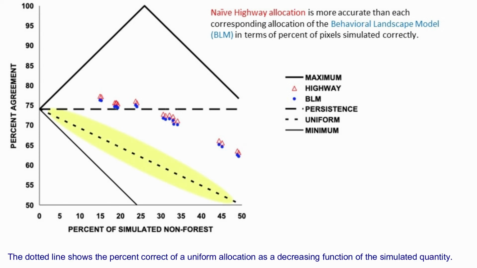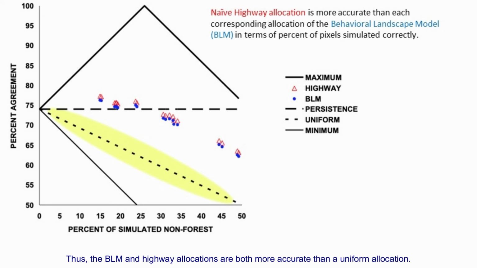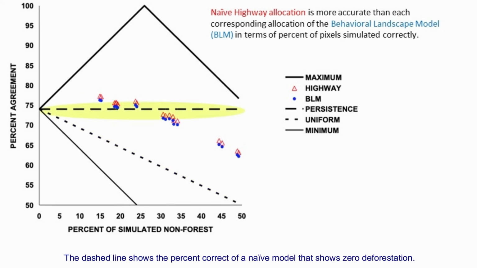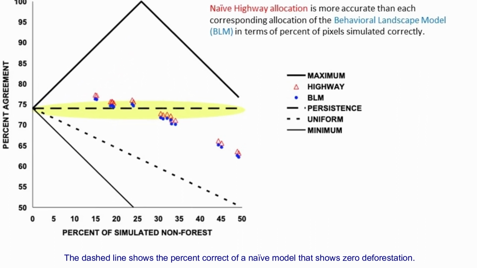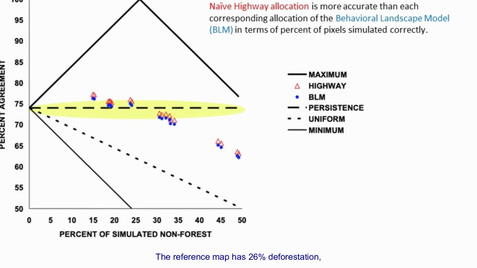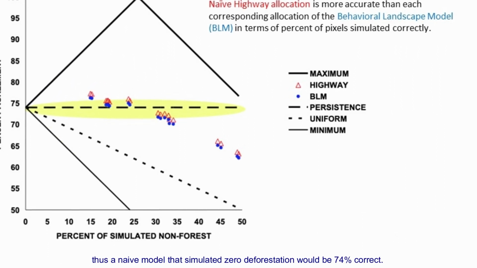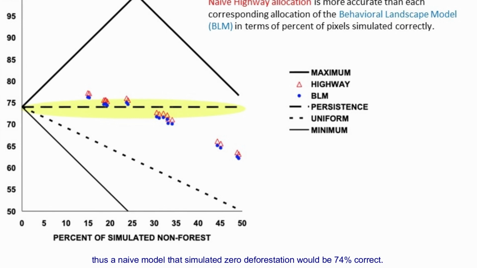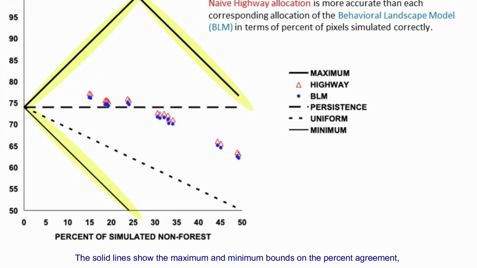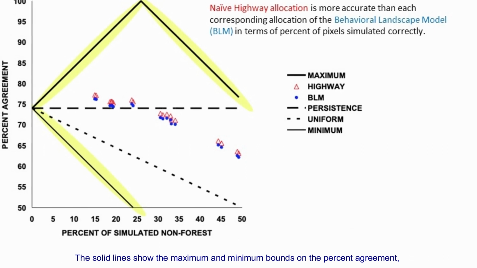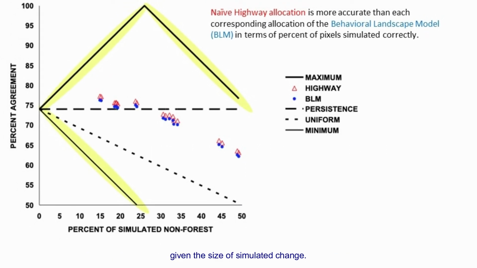The dotted line shows the percent correct of a uniform allocation as a decreasing function of the simulated quantity. Thus, the behavioral landscape model and highway allocations are both more accurate than a uniform allocation. The dashed line shows the percent correct of a naive model that shows zero deforestation. The reference map has 26% deforestation. Thus, a naive model that simulated zero deforestation would be 74% correct. The solid lines show the maximum and minimum bounds on the percent agreement given the size of simulated change.